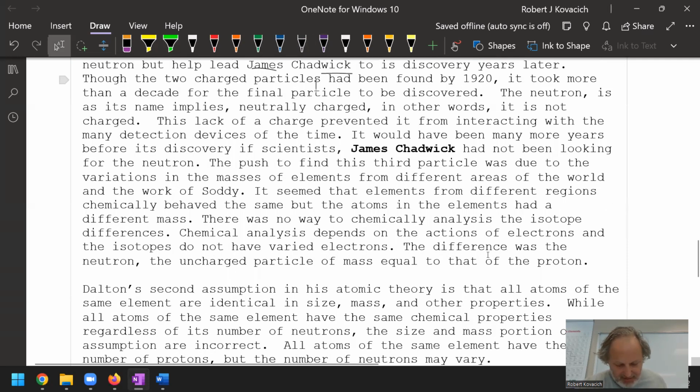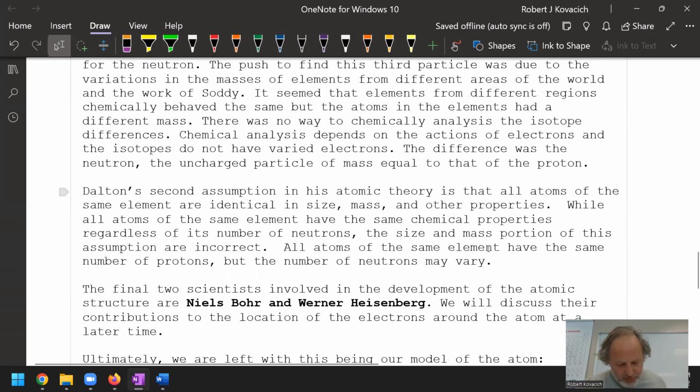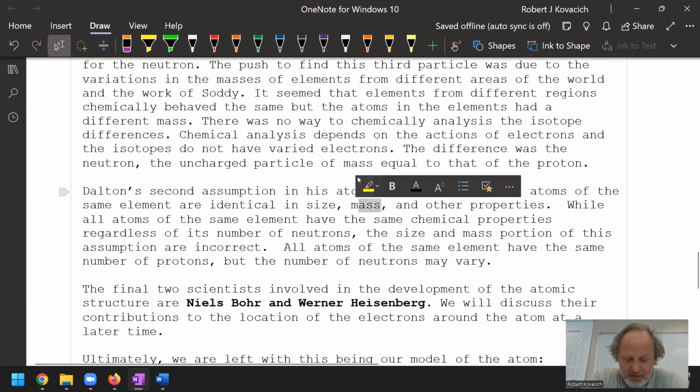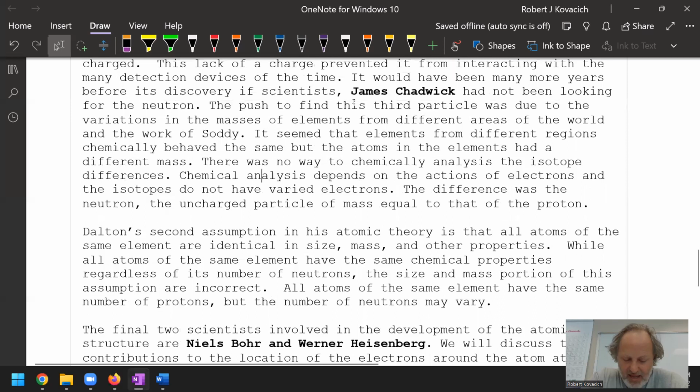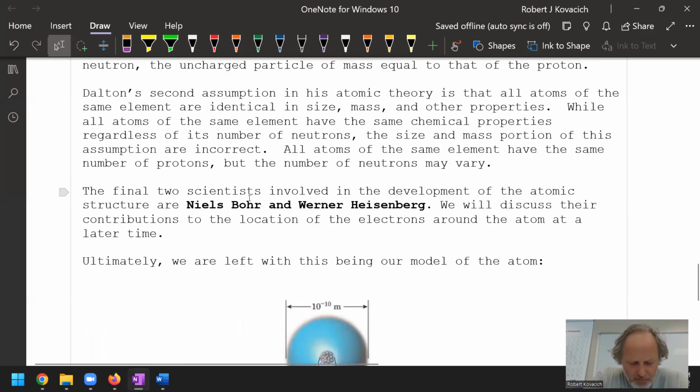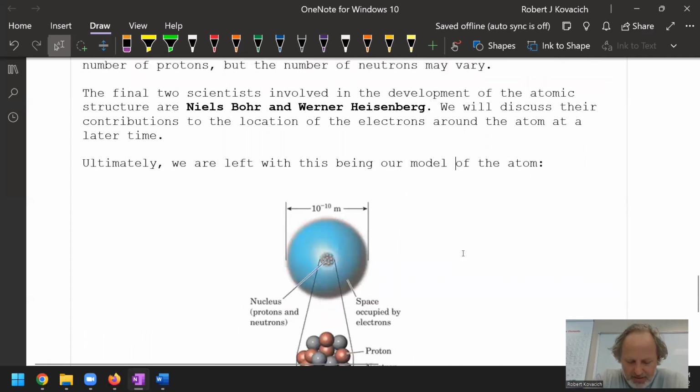Okay, let's see. So what else do we want to talk about? So in Dalton's second assumption about his atomic theory, he held that the atoms of the same element are identical in their size, mass, and properties. They are the same size, they have the same properties, but their masses are different. And this is what Soddy and Chadwick determined, that their masses could be different. Again, these final 2 scientists, Bohr and Heisenberg, we're not going to talk about them now. We're going to spend basically half a chapter talking about these guys.